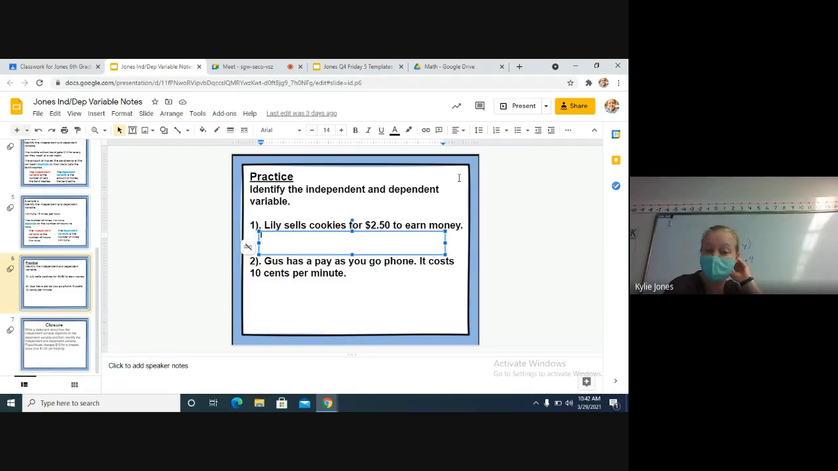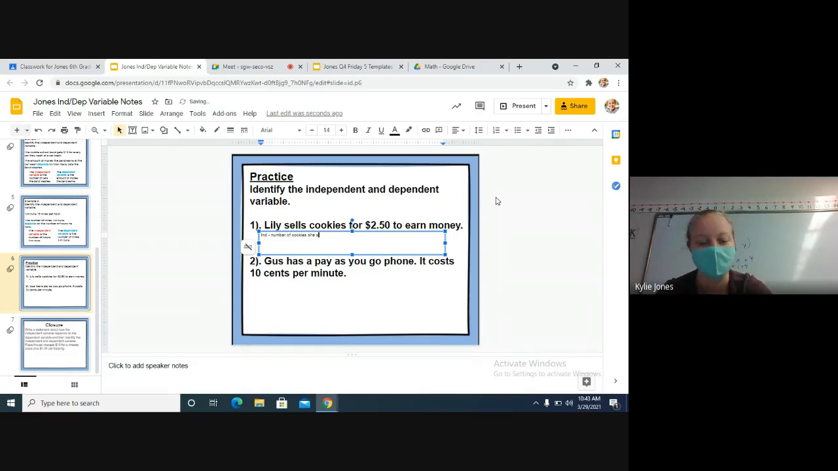Lily sells cookies for $2.50 to earn money. So what depends on the other one? Someone tell me what depends on what. Does the cookies depend on the money, or does the money depend on the cookies? The money depends on the cookies. So she has to sell cookies to make money. So our independent variable, wow, that is so tiny. So our independent variable is what? The number of cookies that she sells, or the amount of money she makes? The number of cookies.